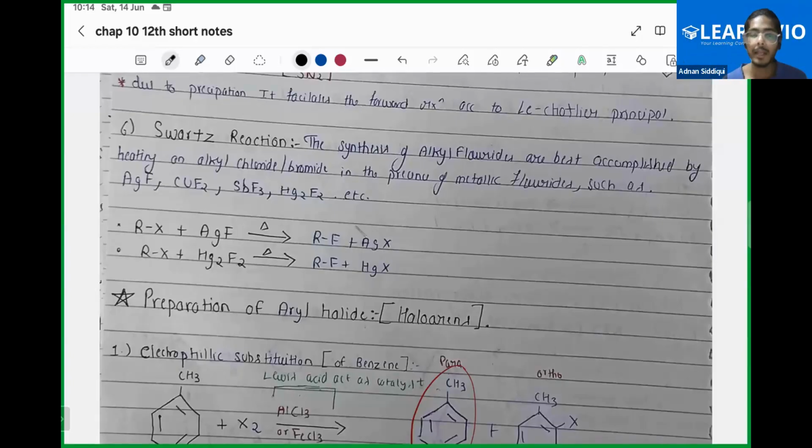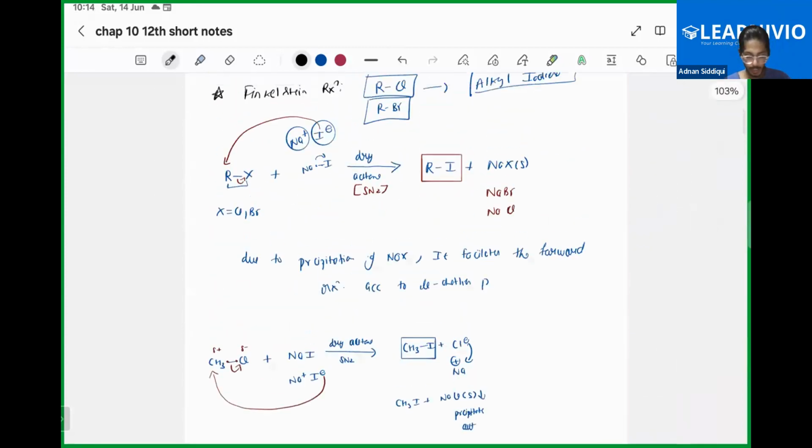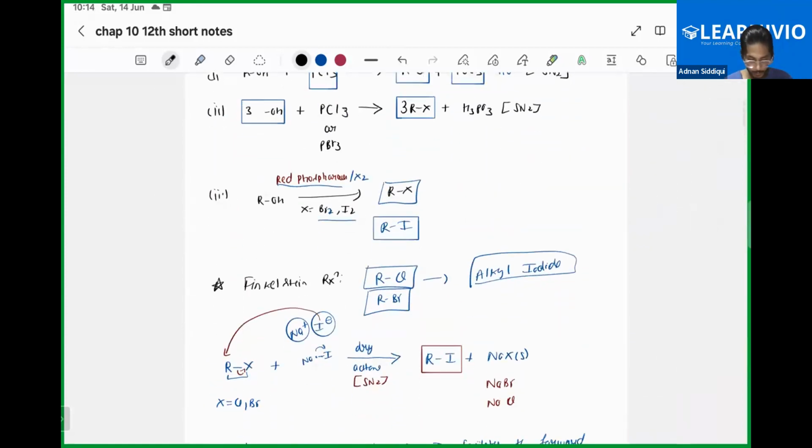So we need a specific name reaction, the Swarts reaction, where we react RCl or RBr with metal fluorides. It could be AgF, it could be Hg2F2. We heat it and get our desired product. Is this making sense? So that was about our haloalkane. Try to go through this and please ask me about any topic if you have a doubt.